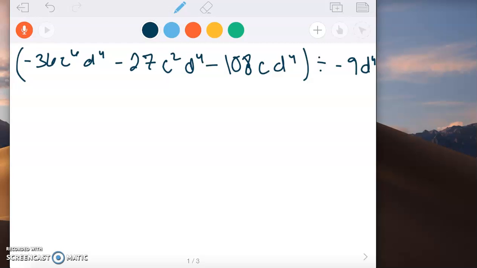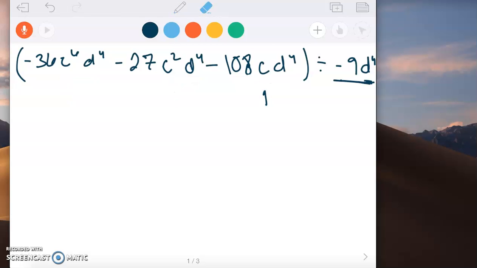So I'm going to tell you right off the bat, since there's only a d here and there's a c and d in all these terms, nothing is going to change with your c terms. All these c terms in your answer should be exactly the same as they are here because we're not changing the c part, because there's no c in the denominator. Okay?